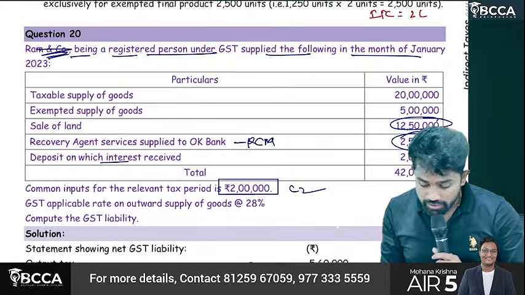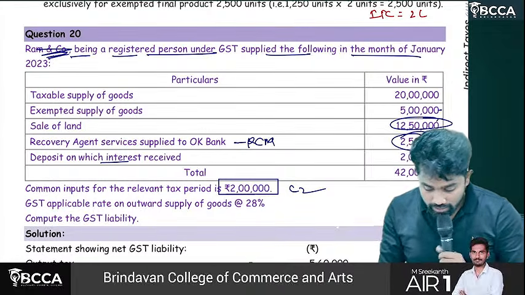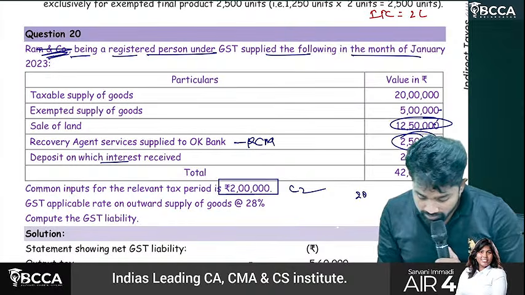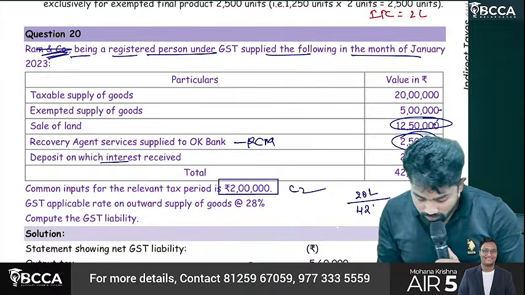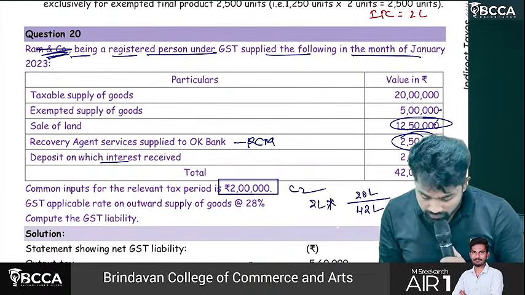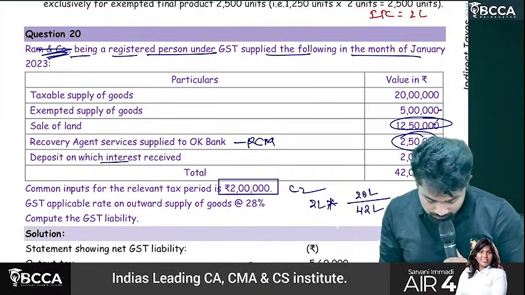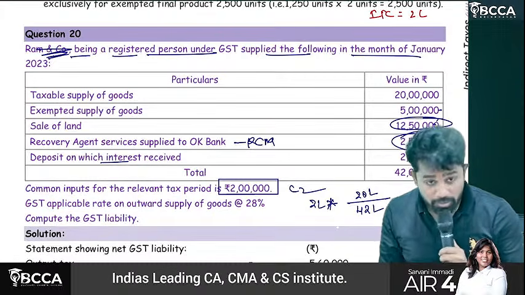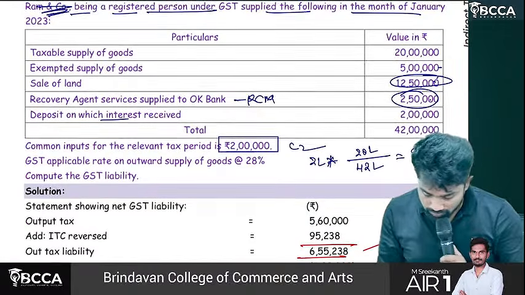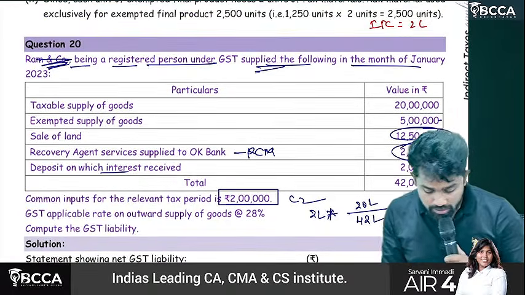Okay. So what is the exempted turnover, sir? Here 5 lakh, 12 lakh 50 plus 2 lakh 50. Total how much, sir? 20 lakhs is the exempted turnover, whereas total turnover is how much? 42 lakhs. So 2 lakhs into 20 lakhs divided by 42 lakhs. How much? 95,238.